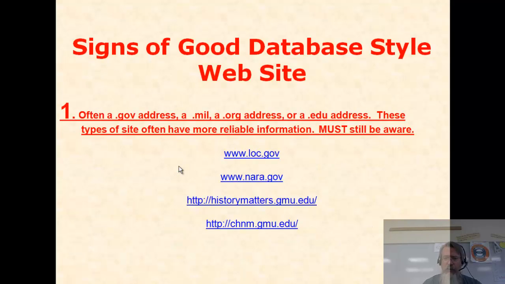All right, signs of a good database-style website. Again, as we already said, the .gov, the .mil, the .org, and .edu addresses could be signs of good ones, but you also got to be careful, because a .edu website might be one made by, for instance, elementary school students or even middle school students, and maybe they're not the most well-versed in what they're talking about, but they're doing good for their level. You might not want to trust it if you're a college or PhD level researcher. So you got to be careful about what you're actually looking at. Just because it has that suffix on the web address doesn't mean it's good, although it's a sign.